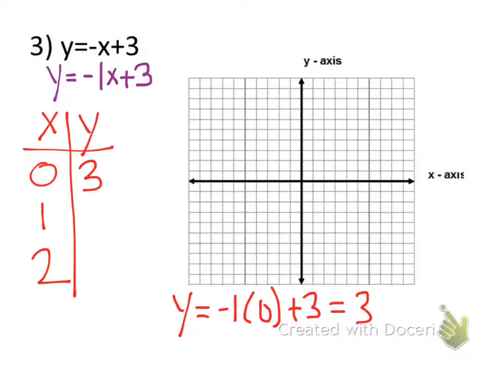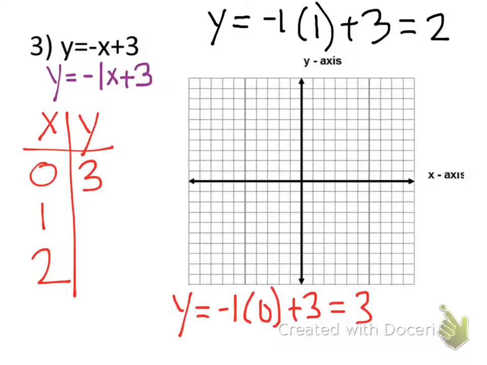Then I'm going to plug a 1 in. I'm going to do it up on the top. I'm sort of out of space on the bottom. What is negative 1 times 1? That's negative 1. And what's negative 1 plus 3? 2. So when I plug 1 in, I get a 2 as my y.